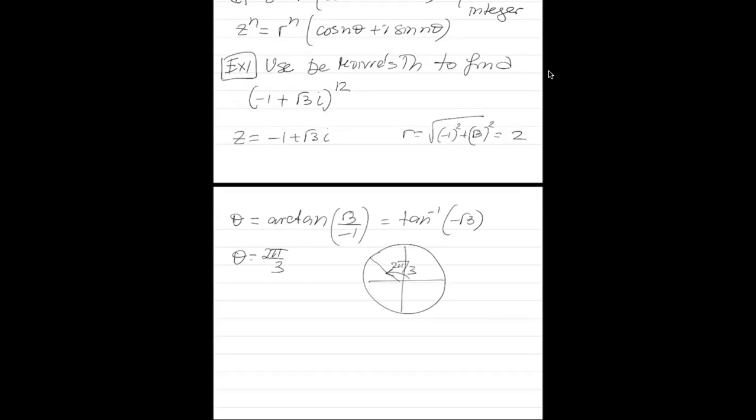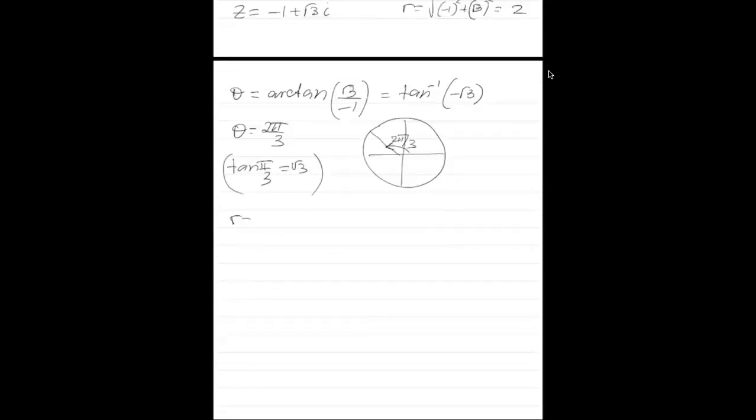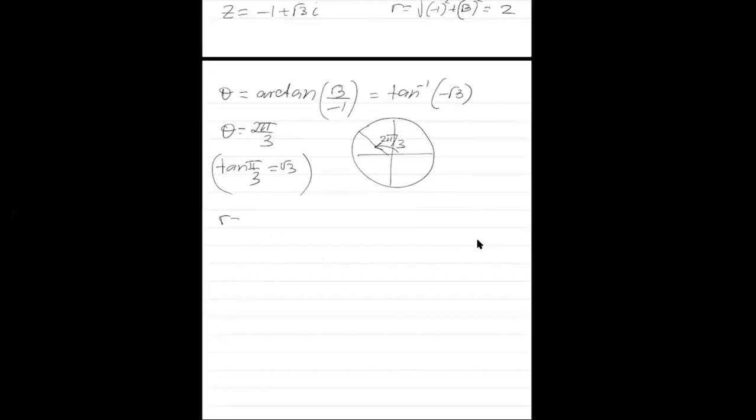Here's what we know: the tangent of pi over 3, is it pi over 3 here? Tangent of 60 degrees, yes. Tangent of pi over 3 is root 3. So tangent of 2 pi over 3 will be negative. That's how we figure this out. So now we have r equals 2, and the angle is 2 pi over 3. We can write the number z, which was given in standard form, now in trig form.